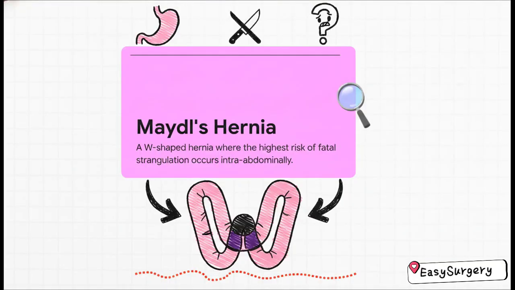Maydl's hernia is honestly terrifying. It's a W-shaped hernia containing multiple loops of bowel. The trap here, the highest risk of fatal strangulation, actually occurs secretly in the intra-abdominal segment, the middle part of the W that you can't even see. If a surgeon just opens up and inspects the external sac, they'll see perfectly healthy bowel and could disastrously miss the gangrenous segment hiding silently inside the abdomen.